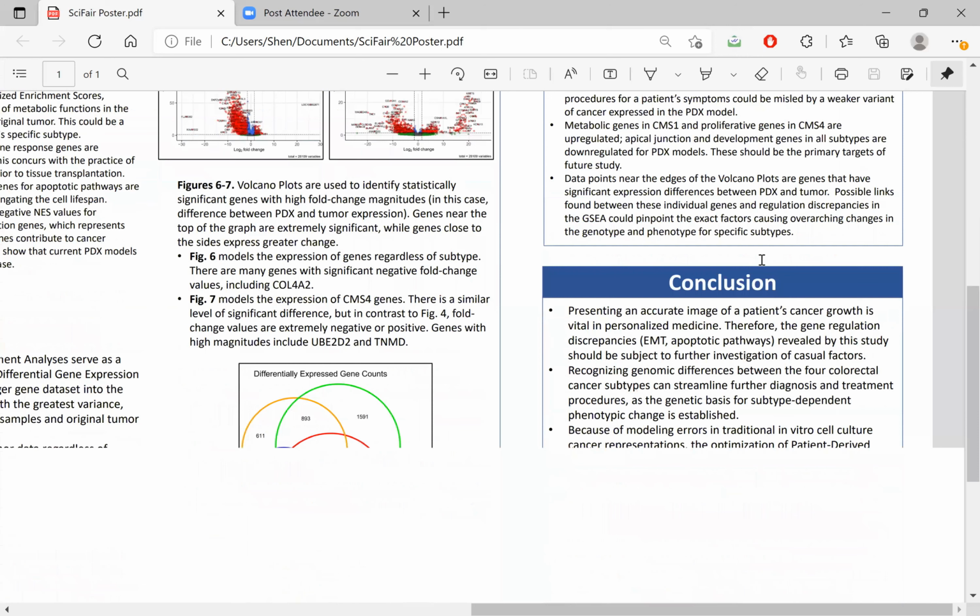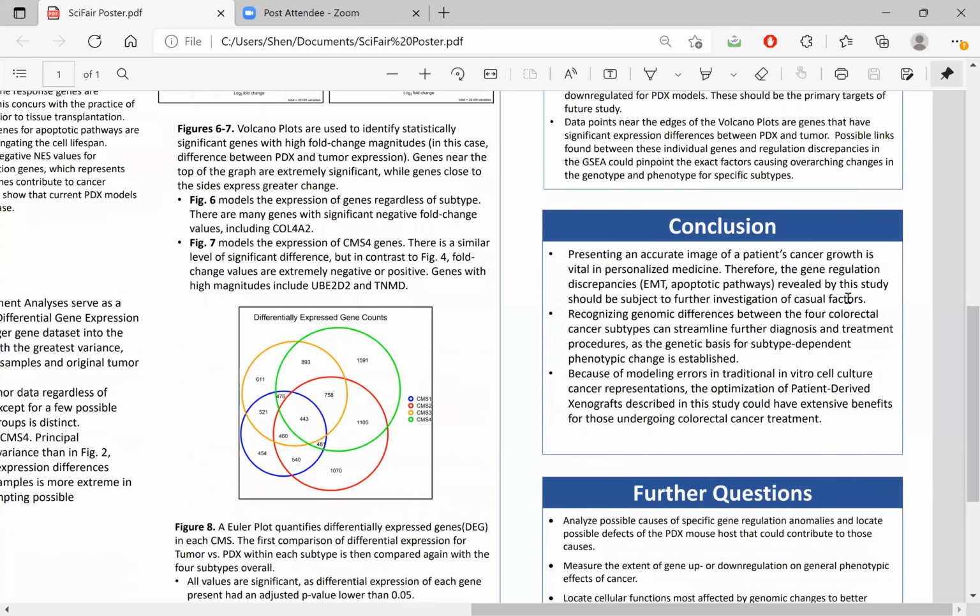So in conclusion, gene regulation discrepancies revealed by this study should be subject to further investigation of factors because these differentially regulated genes could have large impact on the success of PDX modeling. Because of previous modeling errors in traditional in vitro cell culture models, this optimization of specific differentially regulated genes in patient-derived xenografts should have extensive benefits for those patients undergoing colorectal cancer treatment.